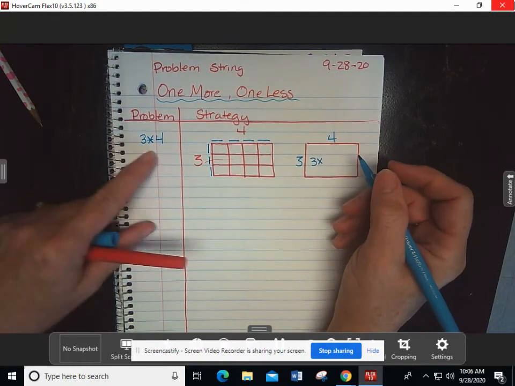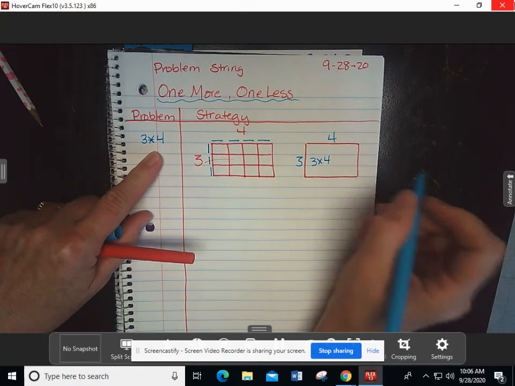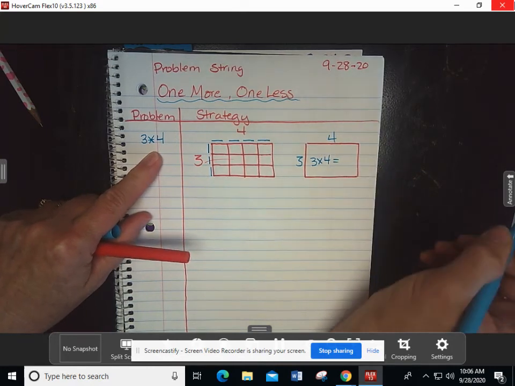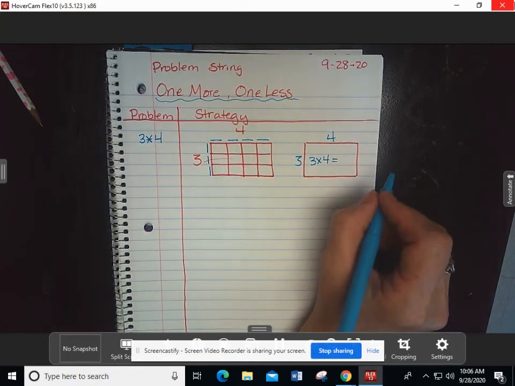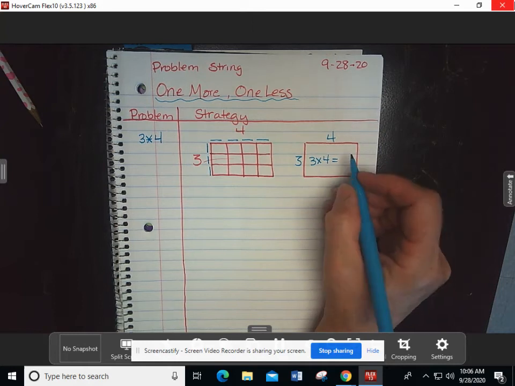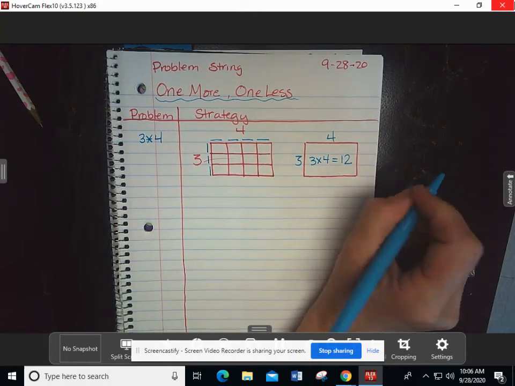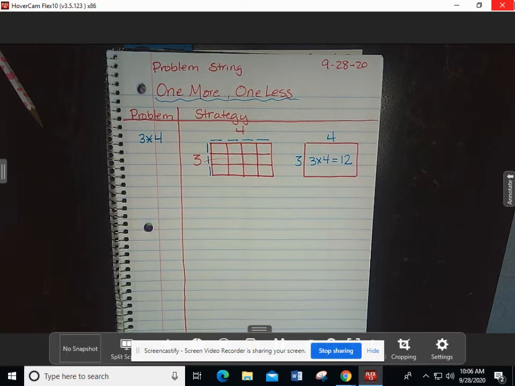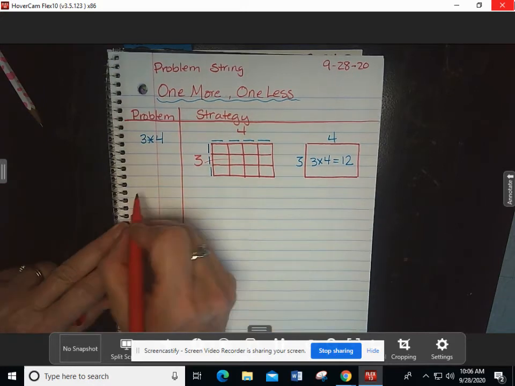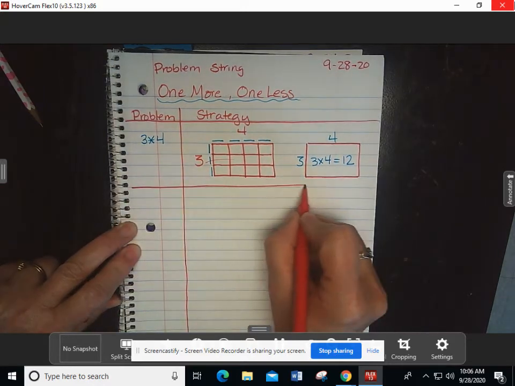And our expression over here says that we are doing 3 times 4. I've changed it into an equation now. And 3 times 4 is what? 12. That's all the longer this part is. We're going to move on to our next expression.